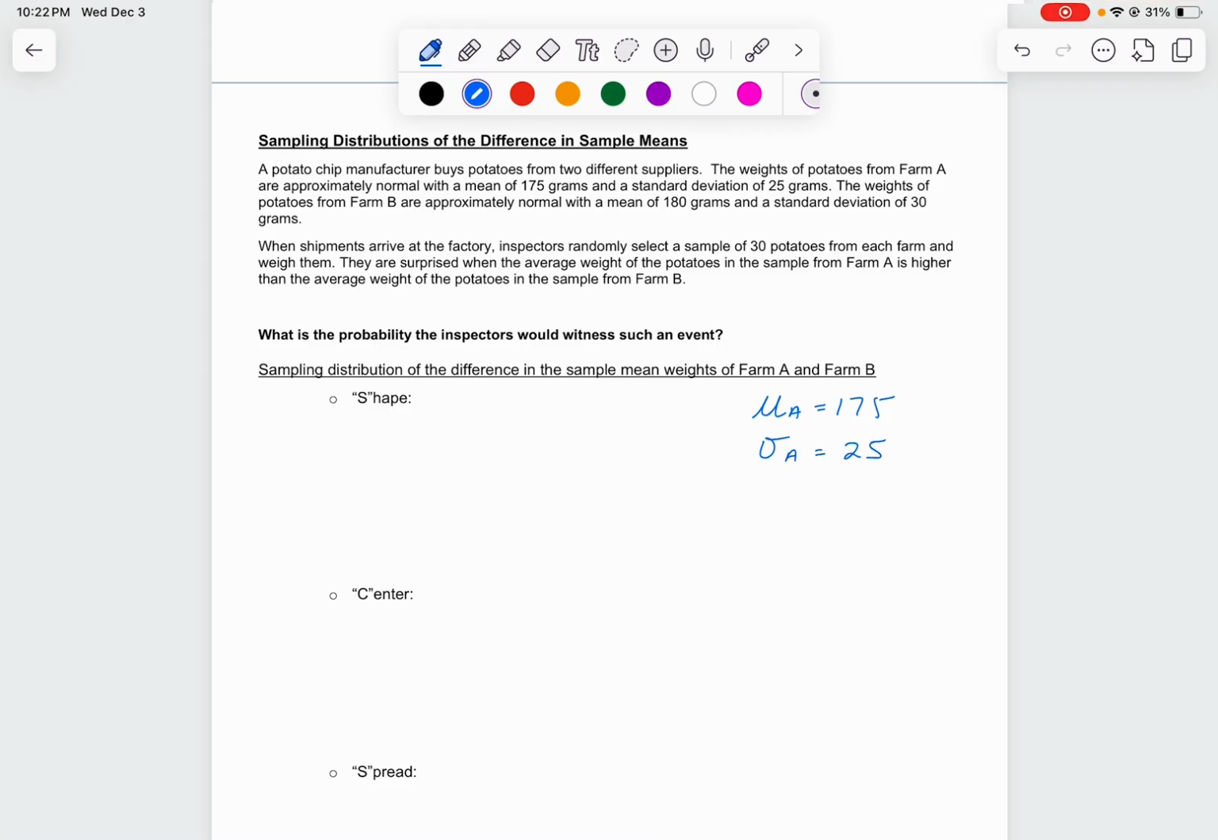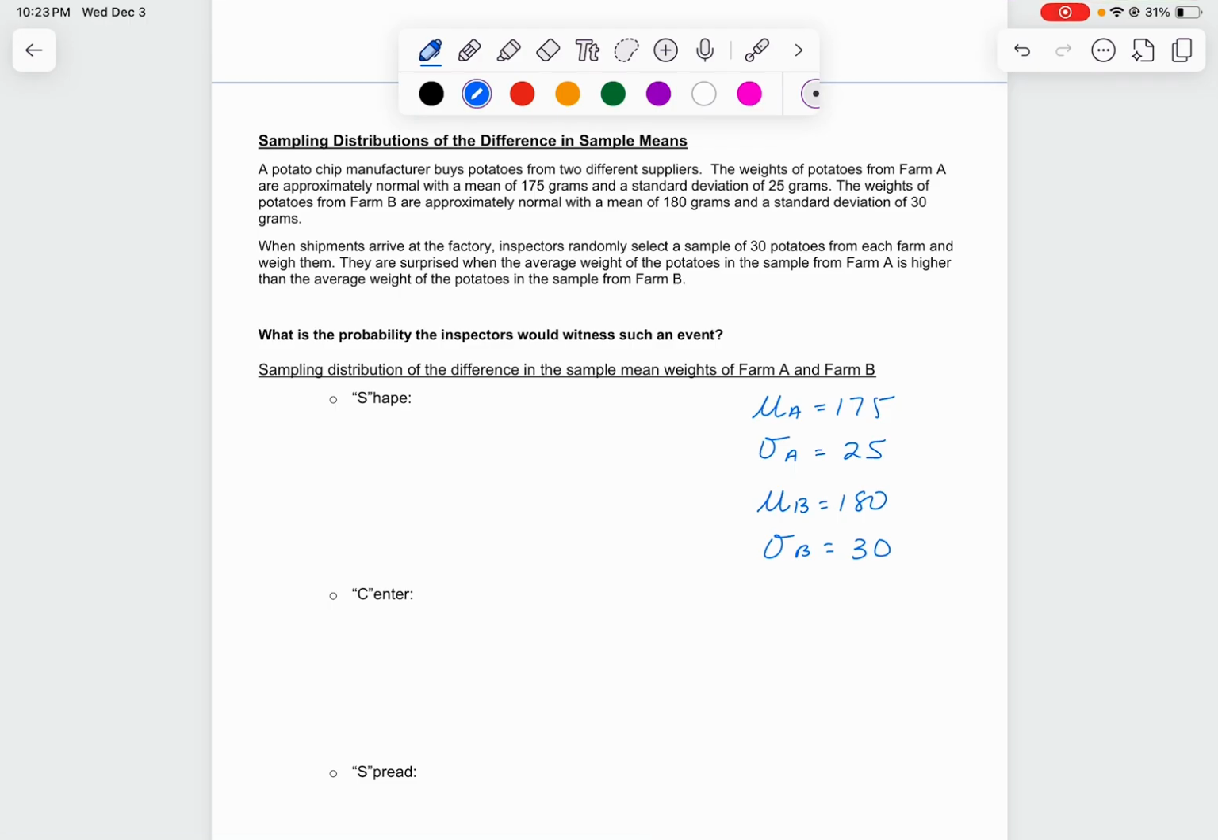And the weights of potatoes from farm B are approximately normal with a mean of 180 and a standard deviation of 30. It says when shipments arrive at the factory, inspectors randomly select a random sample of 30 potatoes from each farm and they weigh them. And they're surprised when the average weight of the potatoes from sample farm A is higher than the average weight of the potatoes from sample farm B, right? So what is the probability that the inspectors would witness such an event?